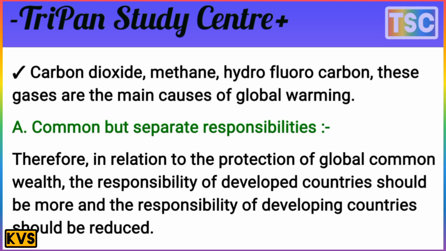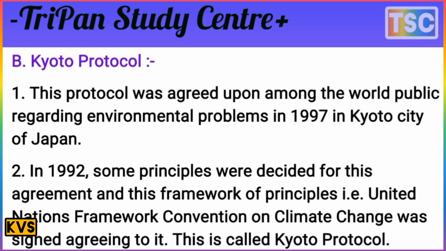The next topic is common but differentiated responsibility, according to global warming. Global warming is an issue at the global level. That's important here. Therefore, for the protection of global commons, the responsibility of developed countries should be more and the responsibility of developing countries should be less. Common but differentiated responsibility, because global warming is not caused by one person. It concerns the whole world, and there is a common but differentiated responsibility for all people.